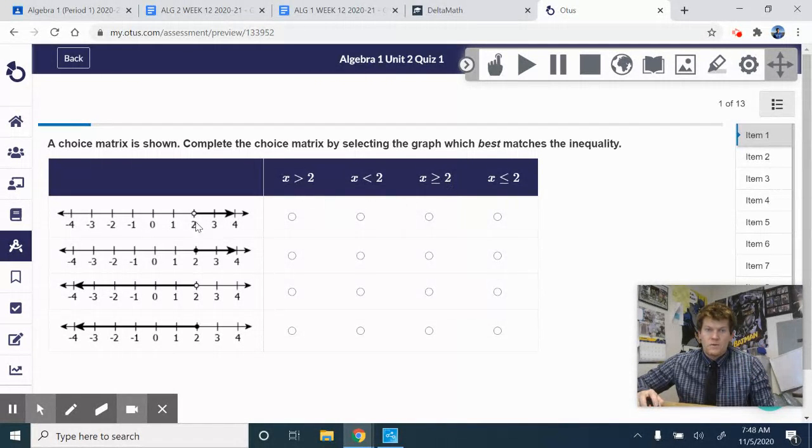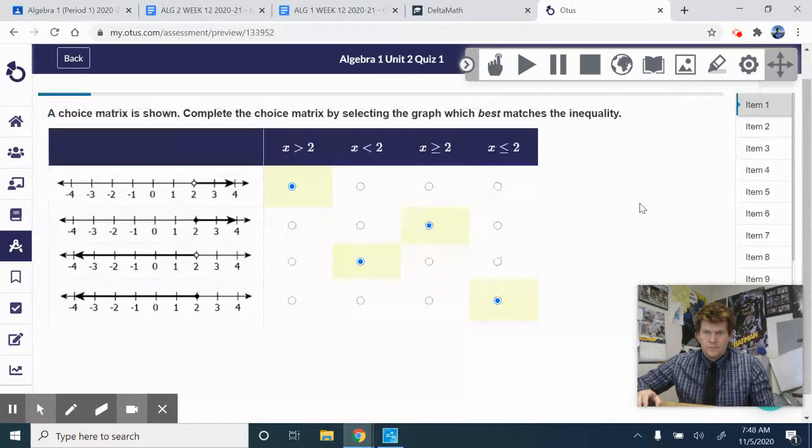Then it's just a matter of, am I open or closed? Open, no underline. Closed, underline. There's our first one.